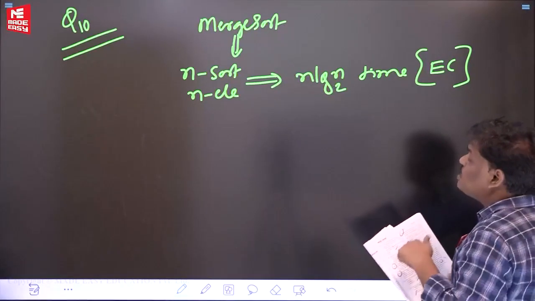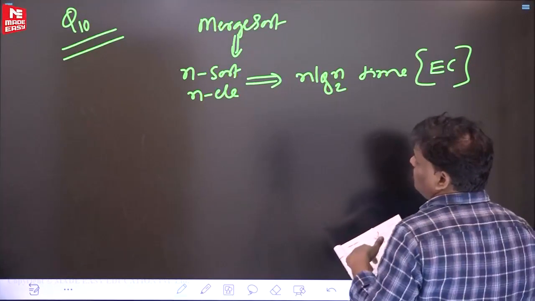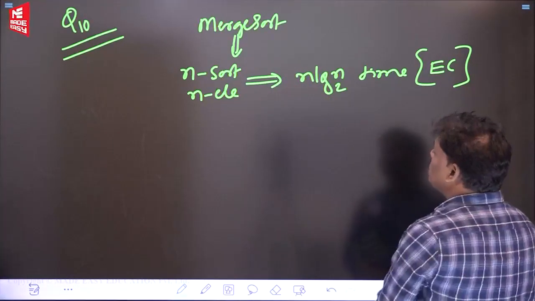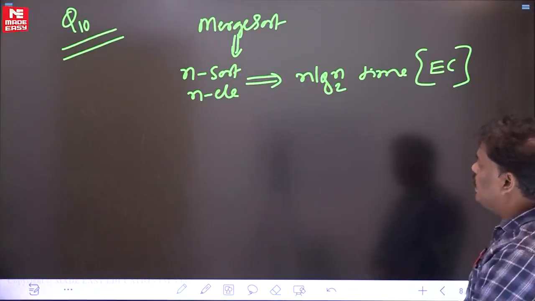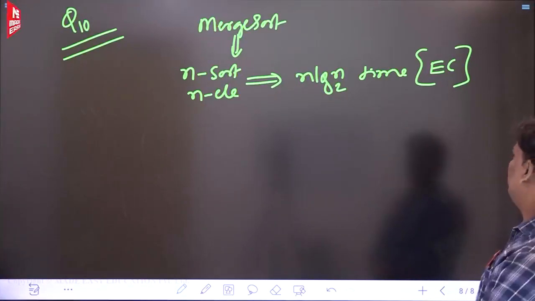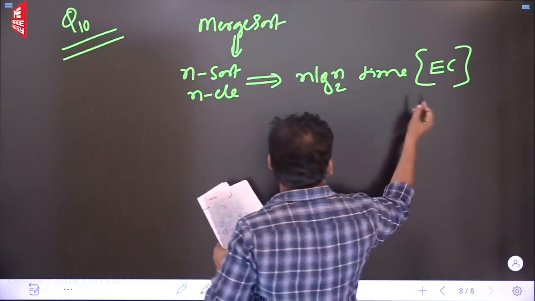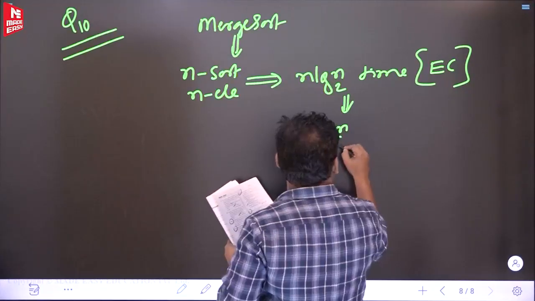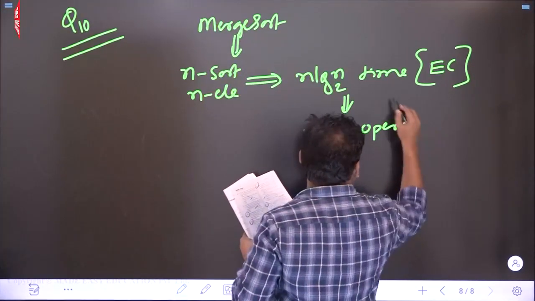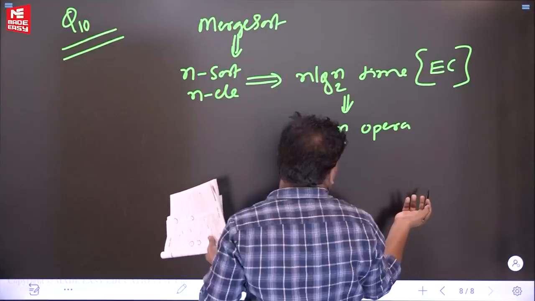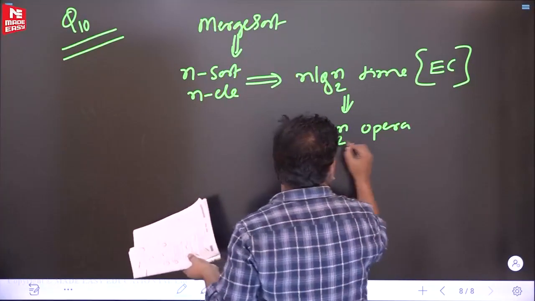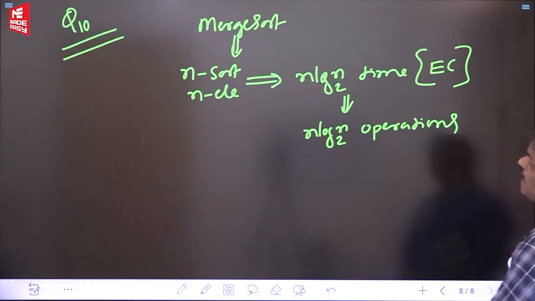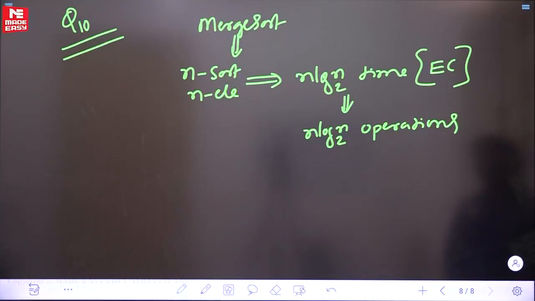Listen, before going to the actual problem, what you have to do is, about merge sort, whatever you know, you write first. What do we know about merge sort? Merge sort algorithm for sorting n elements will take n log n time in every case. n log n time in every case means n log n base 2 operations. If it is taking some time, it means some operations. Every operation will take some time, right? So n log n operations are going on.